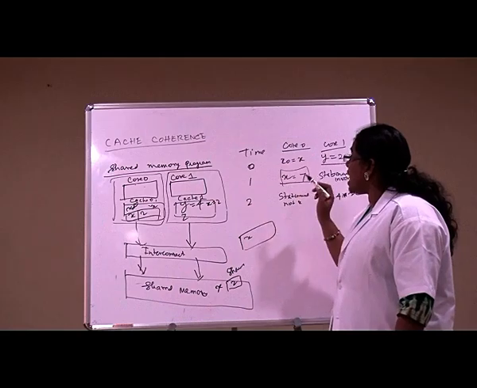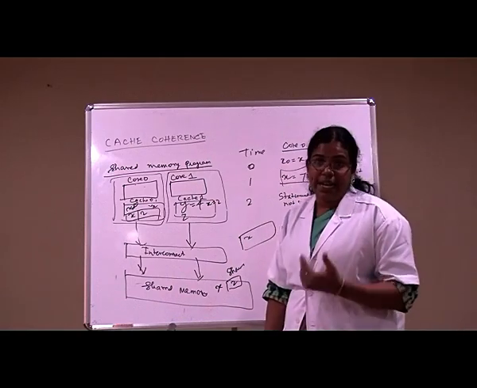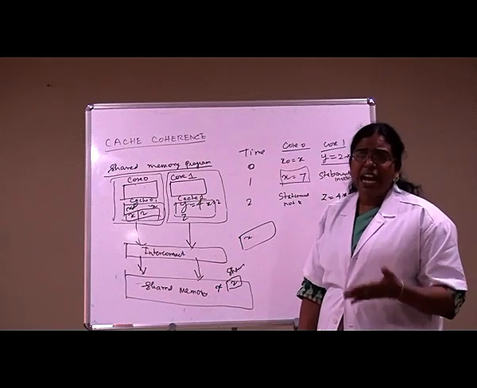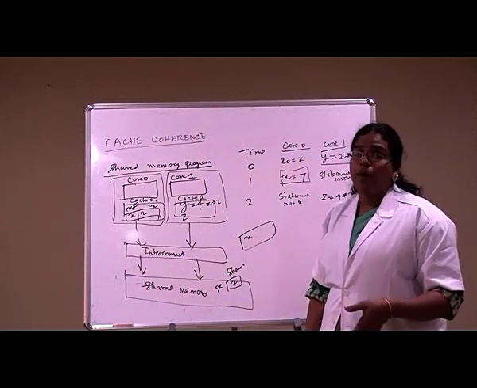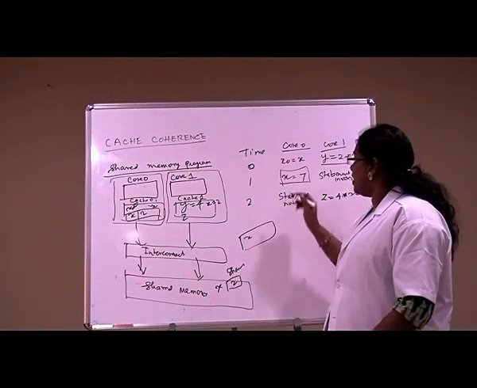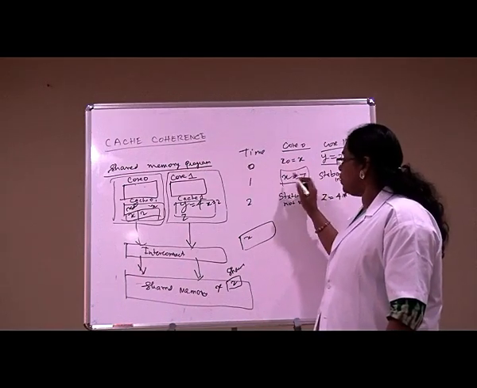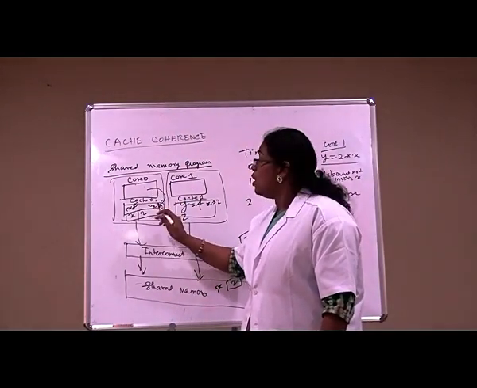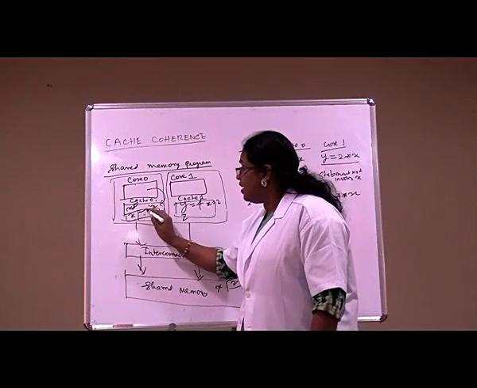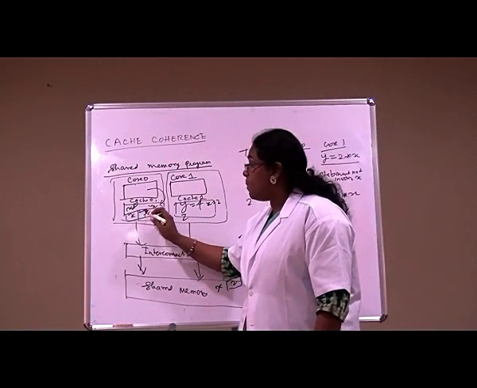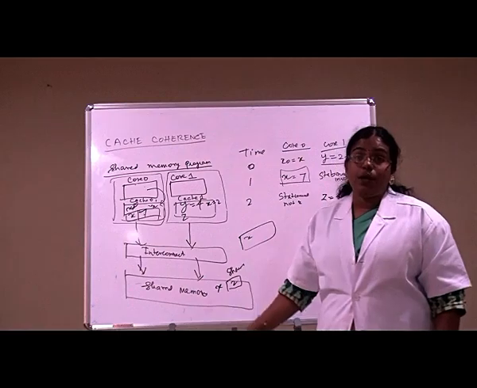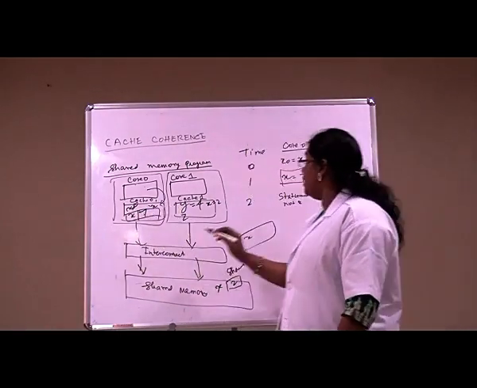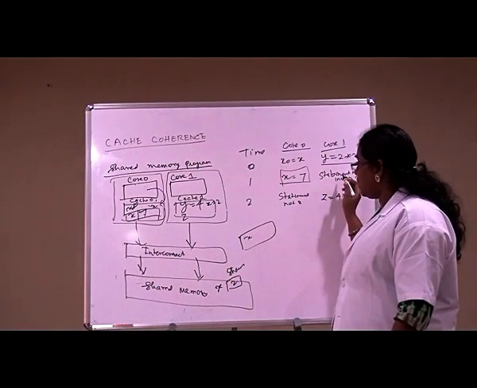That is, it is writing to the particular shared data. I have already mentioned many times, a write to shared data will always end in some problem or inconsistency. So when core 0 tries to write the value 7 to X, it will search for the value of X in the cache. It is available, so it will change the value to 7 in cache 0, but it is not actually updated to the main memory.